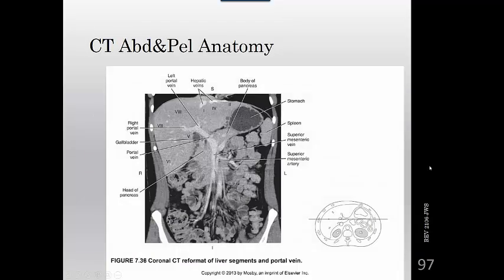Here's a coronal slice. You're going to be turning in coronals probably with every CT abdomen that you do, so you need to know the anatomy in the coronal plane as well. So here we go. Hepatic veins up here, the left portal vein coming off, and the right portal vein, and then here's the main portal vein. Little dark area is the gallbladder. Here's the head of the pancreas.